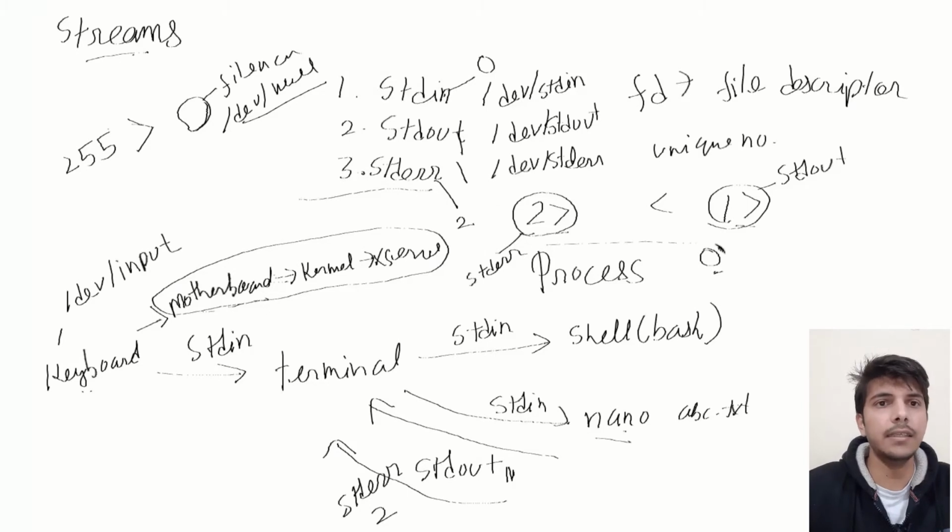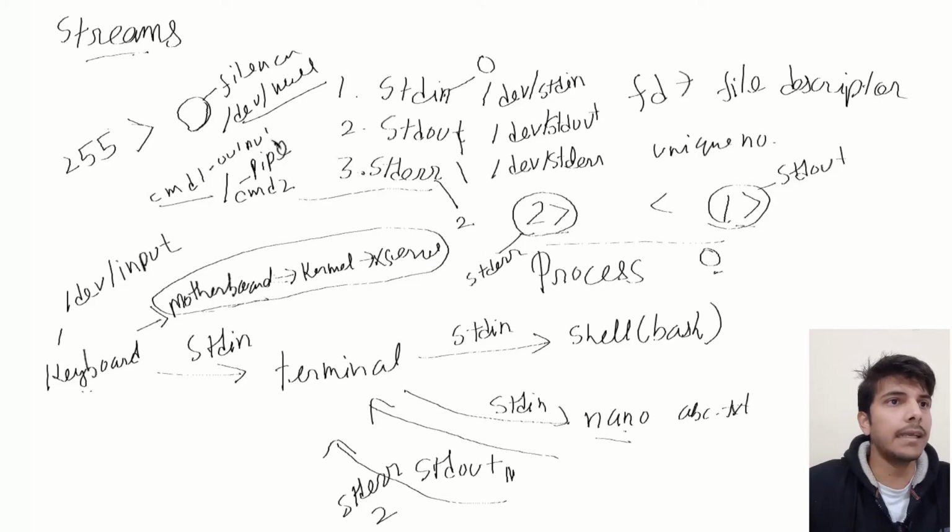Other than these, there is also a redirection operator, that is the pipe operator, or we can simply call it pipe. So what is pipe? Pipe is basically saying that I want to send the output of one command, let's say this is command 1, to act as an input of another command. So if here it is cmd2, the output of this will act as an input for this command.